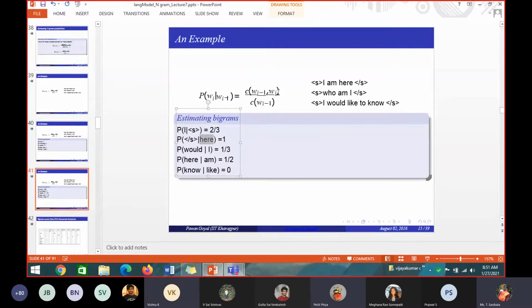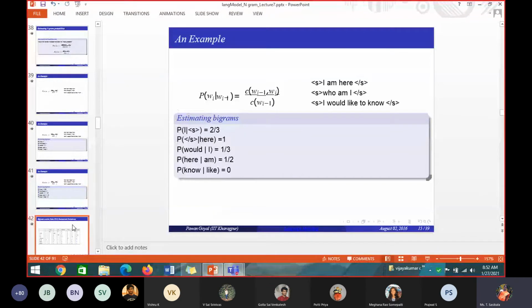In my corpus, can you tell me if any sentence having "like" followed by "no" is occurring? No, ma'am. So the numerator part is 0 divided by the count of Wi minus 1. So the count of "like": how many times is "like" occurring in my entire data set? The 3 sentences. 1. So 0 by 1 is 0. Okay. So this is how you have to calculate the probability.